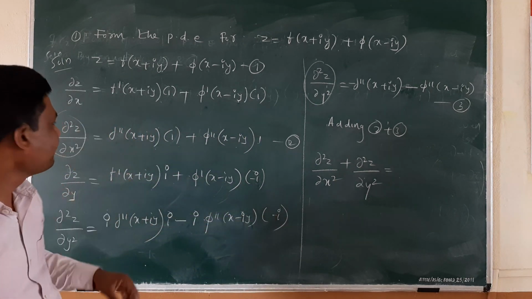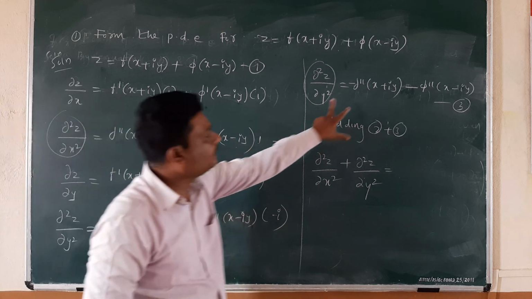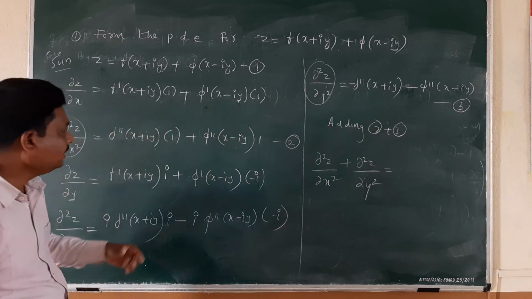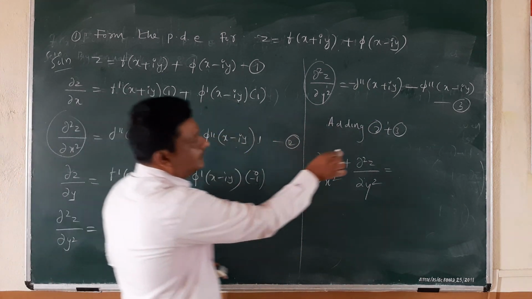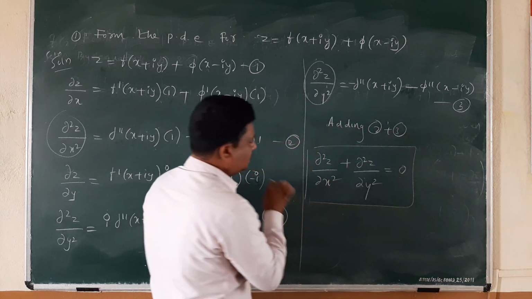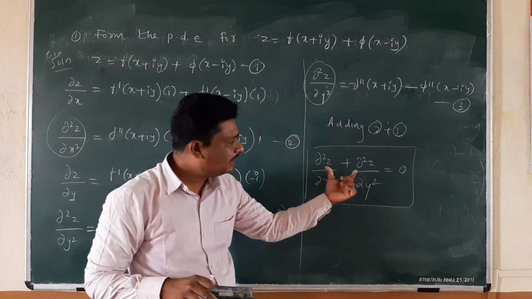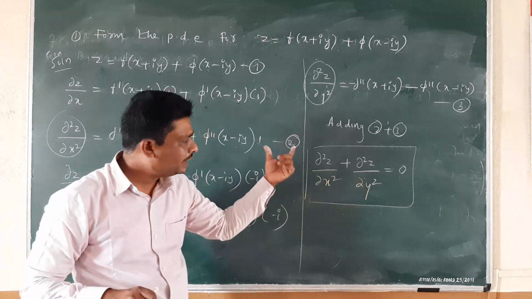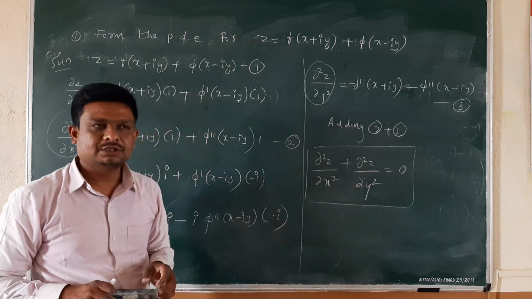Okay. So here positive and here we are having negative, both get cancelled. Again here this is positive and this one is negative, get cancelled. So I will get here 0. So this is the required answer. Here we eliminated the arbitrary functions and have formed the differential equation. So thank you.